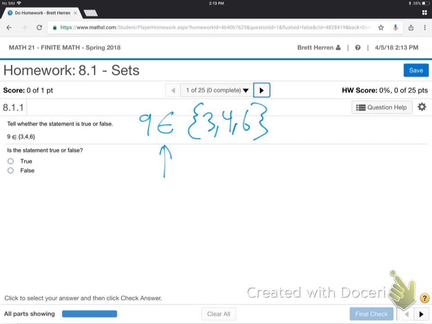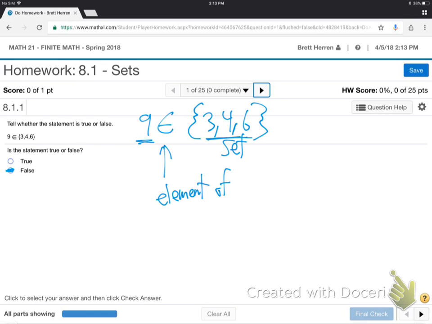Anybody know? Anybody seen set notation before? You know what that weird E thing is there? It's E. It stands for element of. And this is a set. So they're saying, hey, 9 is an element in that set. No, it's not. False. Next question. So they're making a statement. They're saying 9 is in here. No, it's not. Make sense?